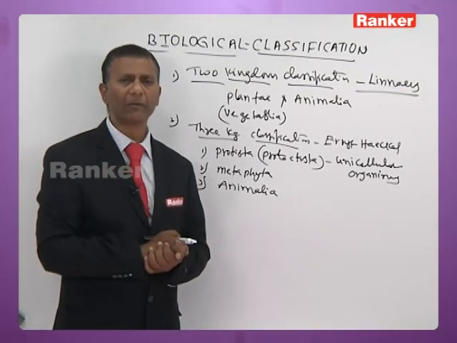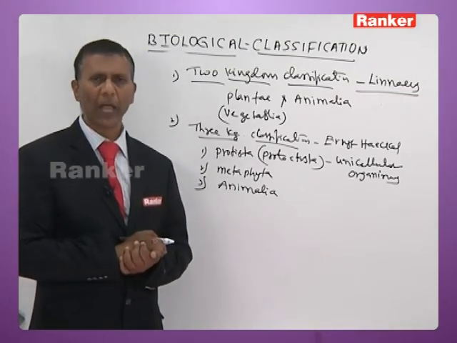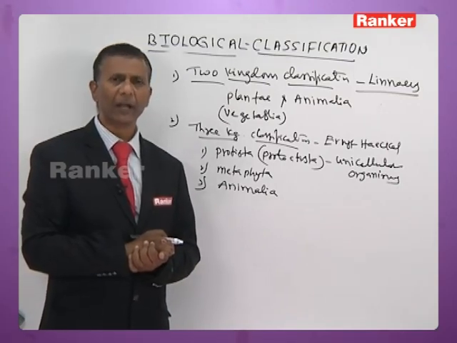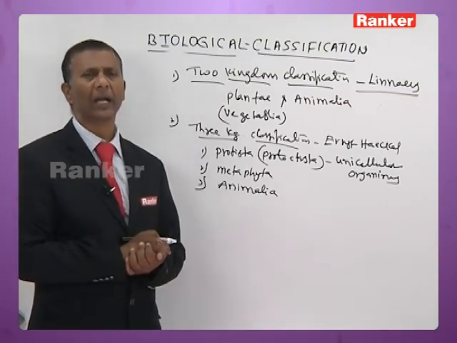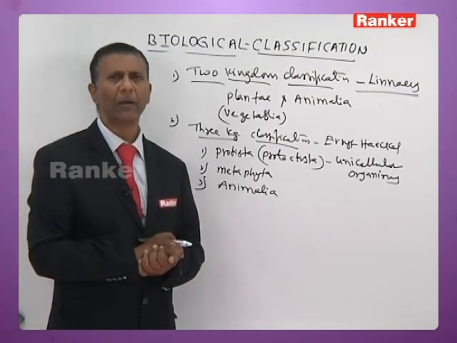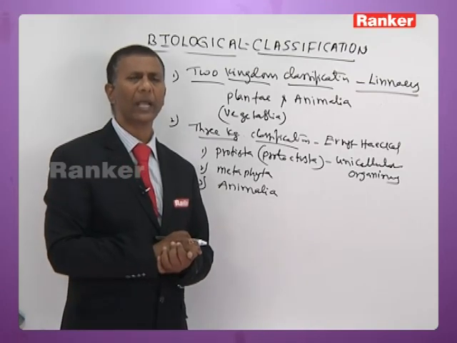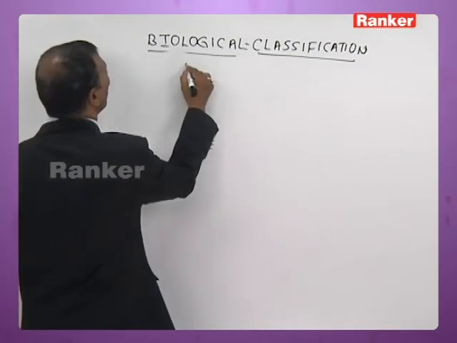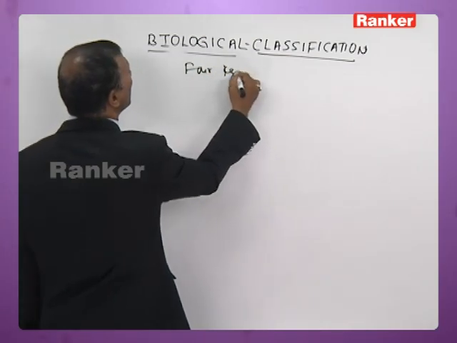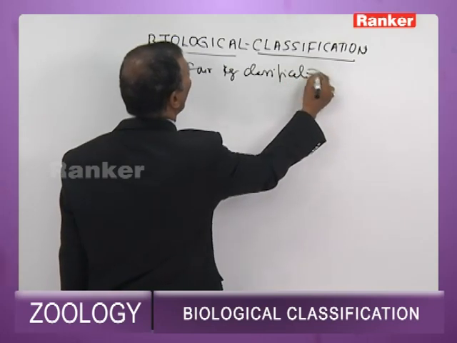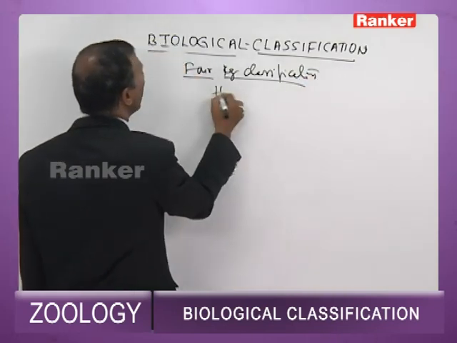Then with the discovery of the bacteria and the prokaryotes, scientists found it difficult to classify them, and it became compulsory to create one more kingdom for the prokaryotes. So we now have the four kingdom classification, which was put forth by Herbert Copeland.